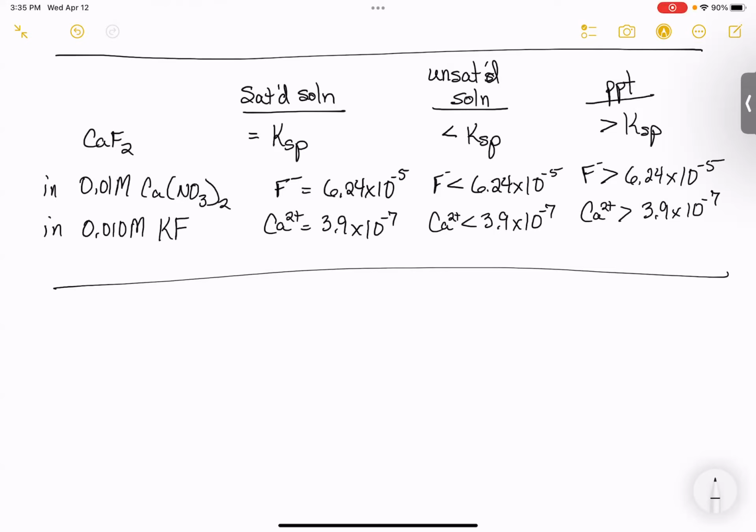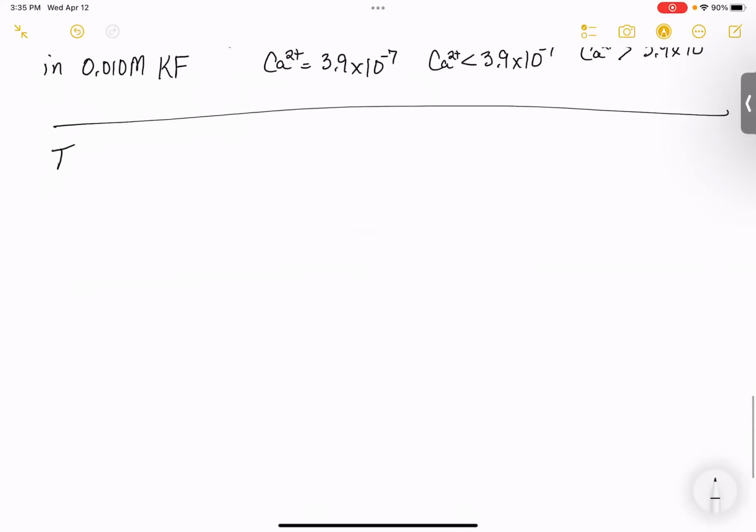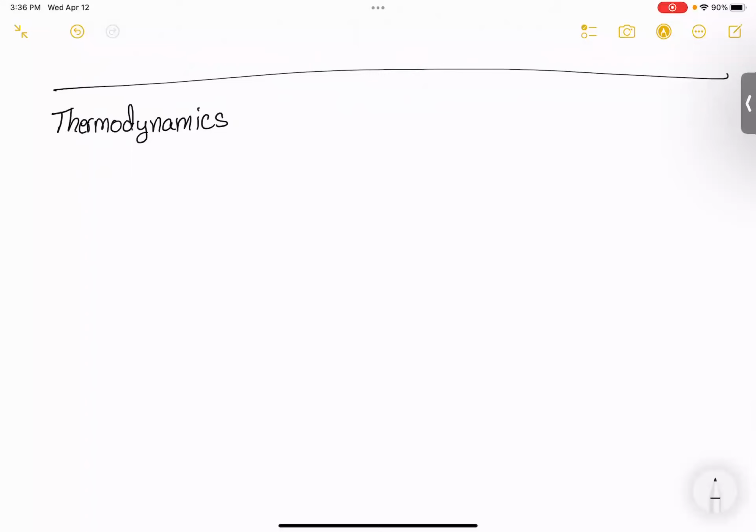That, folks, is answered using thermodynamics. Thermodynamics tells you whether a reaction will actually occur. Now, ultimately, in this thermodynamics, we're going to be looking for delta G, which is known as Gibbs free energy.